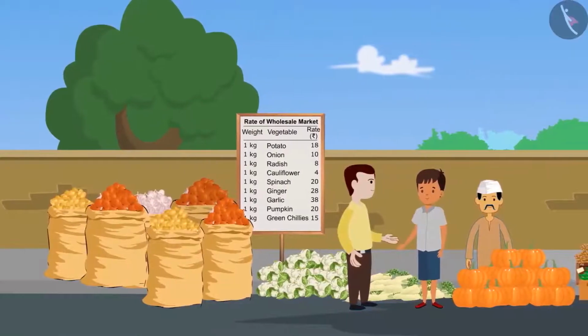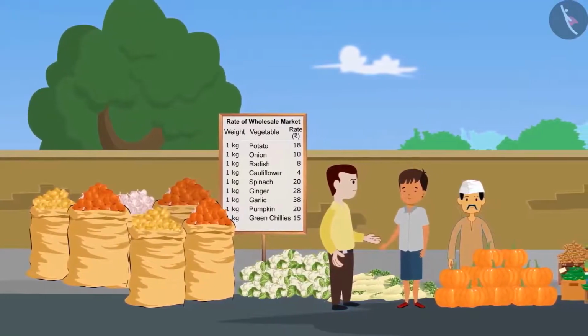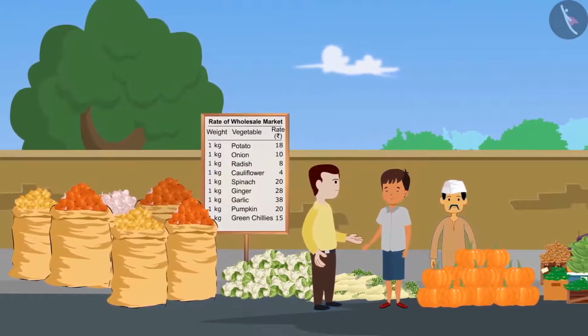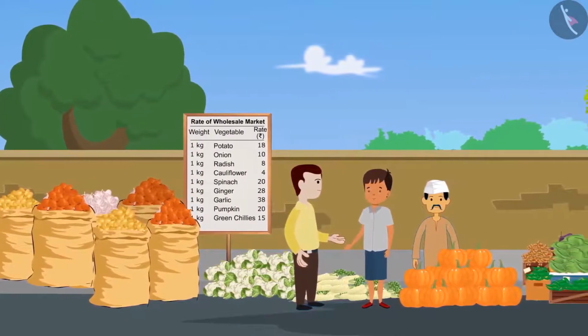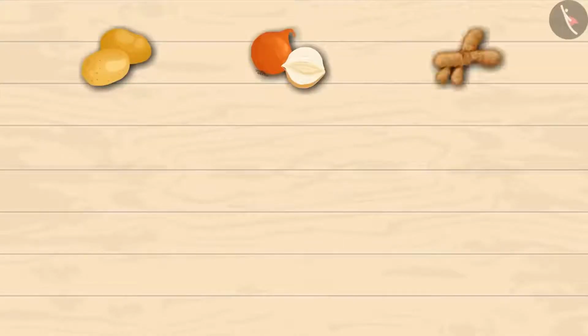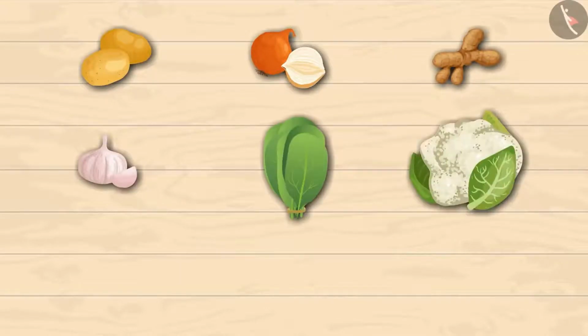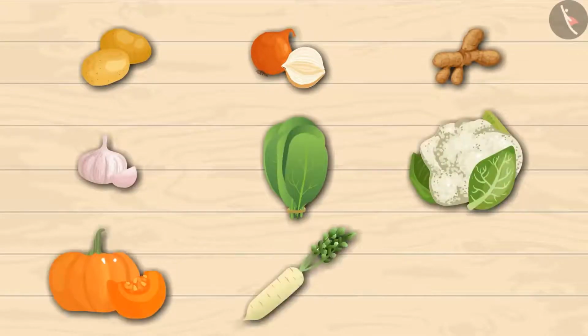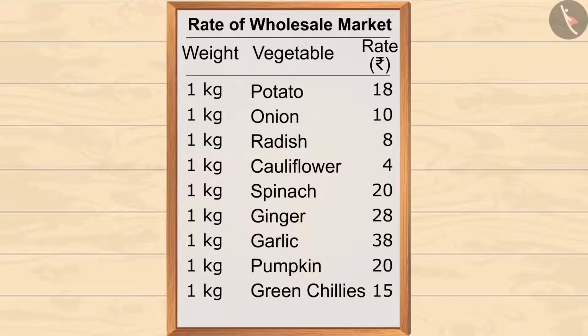Vimal gets up early every morning and goes to the wholesale market to buy vegetables. Today Vimal bought potatoes, onions, ginger, garlic, spinach, cauliflower, pumpkin, radish, and green chilies. You can see their price according to the wholesale market.